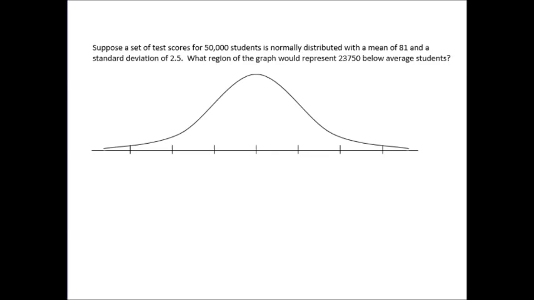Suppose a set of test scores for 50,000 students. That number is definitely large enough to be normally distributed, and it tells us here that too, with a mean of 81 and a standard deviation of 2.5. What region of the graph would represent 23,750 below average students? Below average means that we're looking to the left of our mean only, and we are trying to find an area that represents 23,750 of those 50,000 students.